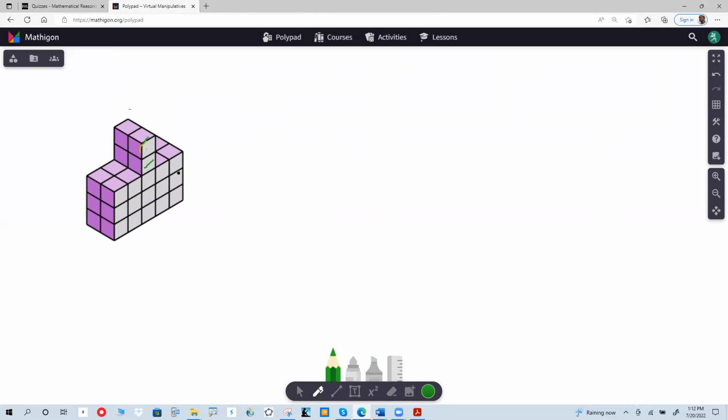2, 3, 4, 5, 6, 7, 8, 9, 10, 11, 12, 13, 14, 15, 16, 17. Exactly. 17 times 2 is 34. Done. So I got the volume right, but the surface area I got wrong. Exactly. So let's carefully count it.